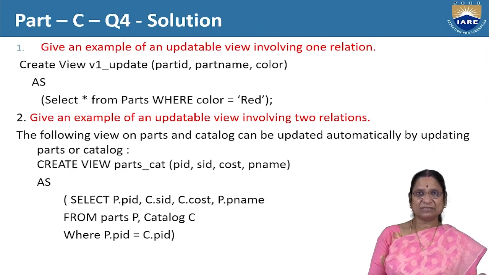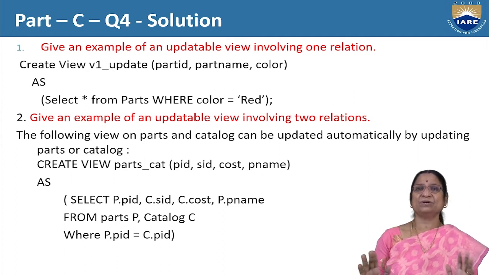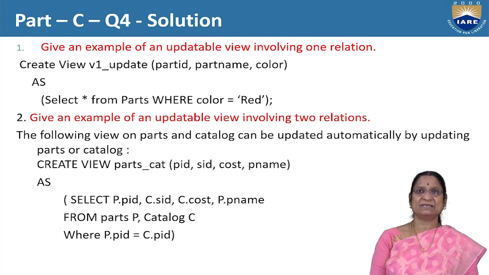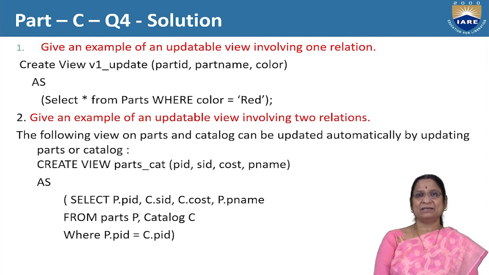So related to the first one, a simple one, any view you can create by using a single relation schema without having any aggregate functions. They asked only for examples, multiple examples can be there. So it should not contain any aggregate or group by clause or having clause, etc. So create a view, just a simple view was given, V1 update, consists of part ID, part name and color. This view consists of these three attributes, but it consists of tuples whose parts have red color. Red color parts only we are making as a separate view.